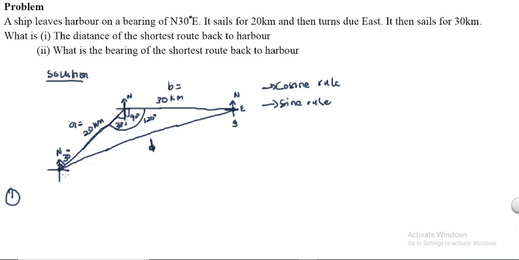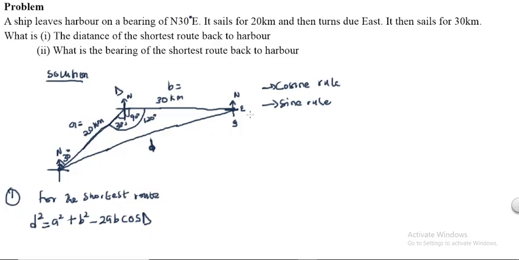Okay. So from here, for the shortest route, using the cosine rule, D square is equal to A square plus B square minus 2AB cos the angle opposite D. So we'll call that angle capital letter D. If you're calling this angle capital letter D, then the angle opposite A will be capital letter A, and the angle opposite B will be capital letter B. So this is the cosine rule. Then from here, we can easily find the distance.